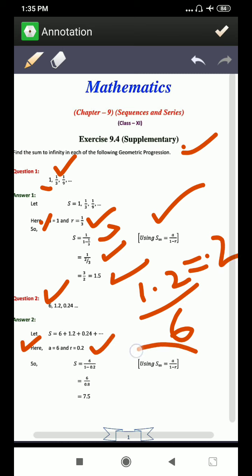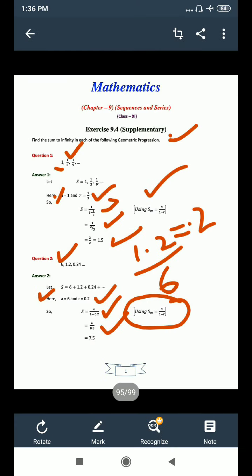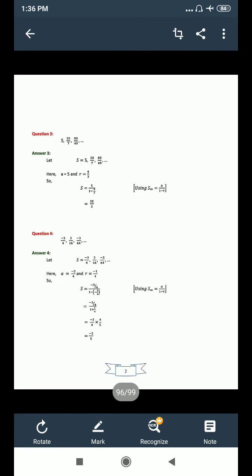Now we can apply the formula S infinity is equal to A upon 1 minus R. Our A is 6 and R is equal to 0.2. You just put the values. It will be 6 upon 0.8, and finally you are going to get 7.5. In this way we can solve question number 2 also. These are direct formula based questions. Now come to question number 3.